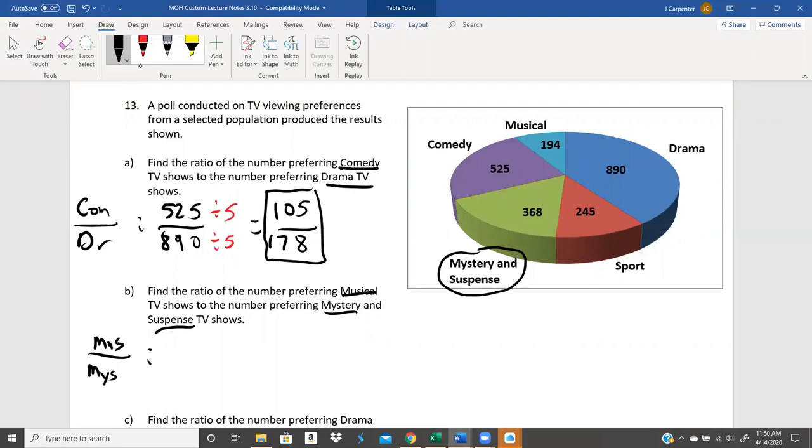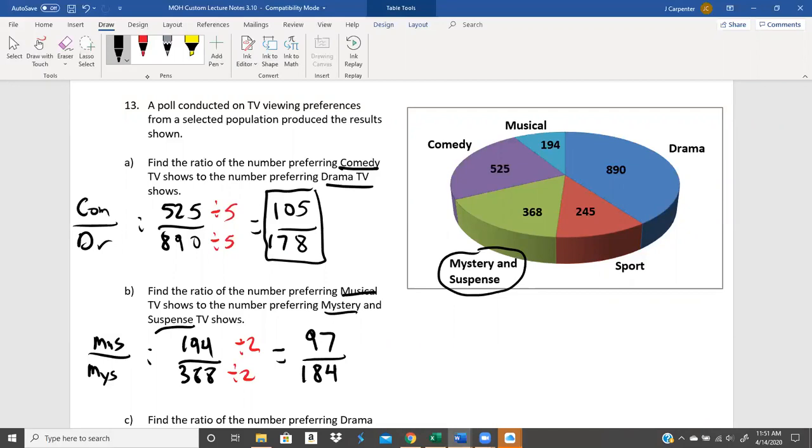So musical, that was 194 people. Mystery and suspense, that was 368 people. Now those numbers are both even, which means we can divide them by 2. Half of 194 is 97 over half of 368. Well, that's going to be 164, right? No, 184, excuse me. Why did I say 160? 184, because half of 36 is 18.